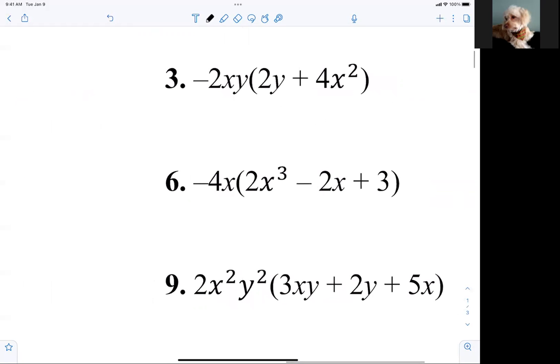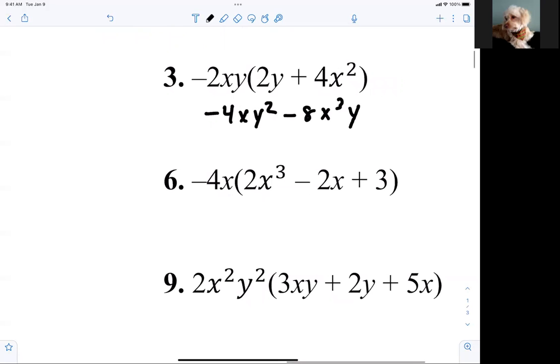Here we go. Evan, give it a shot, man. Let's go. Sometime today, though. Brilliant. 4x cubed y. You are awesome. Thank you, Evan. Very good.